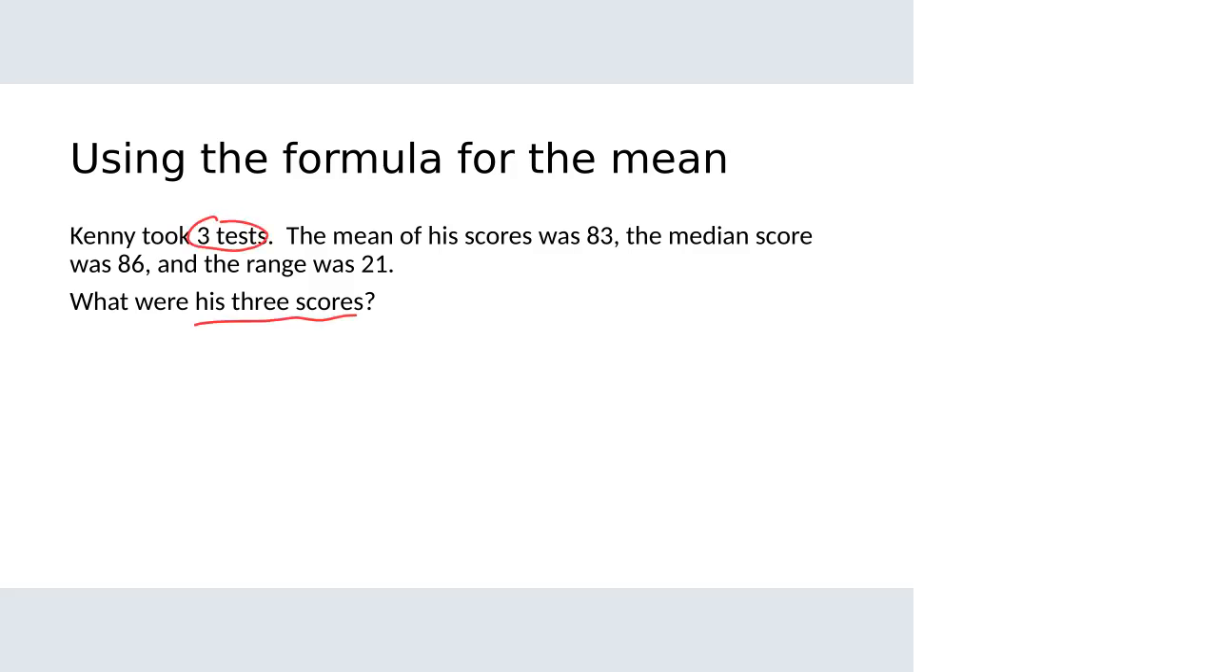And the way that I'm going to label these is he's going to have a high score, a middle score, and a low score. You could label them differently, but I think that's really helpful here, partially because they tell me one of these right away. Which one of these do I know already for sure? The high, the middle, or the low? And what will it be?